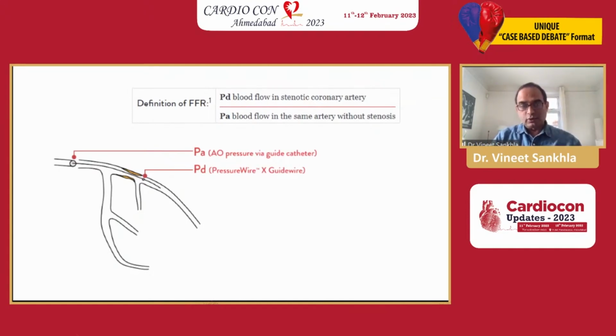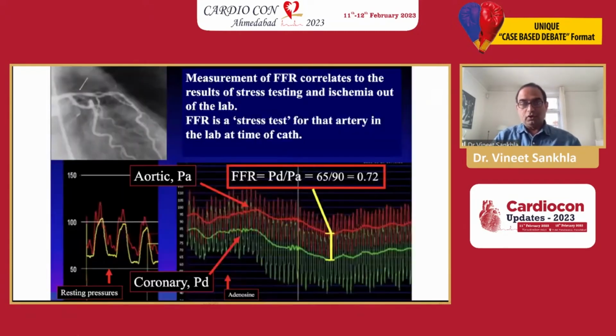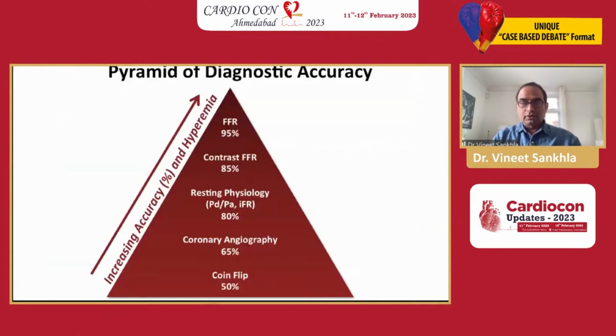So what we do, as a surrogate marker, is measure the pressure. What is the pressure beyond the obstruction in the artery, and what would the pressure be in a normal artery without any obstruction? So FFR measurement is almost like a surrogate of a treadmill test, done inside the cath lab. It's a stress test for the artery inside the cath lab during the cath.